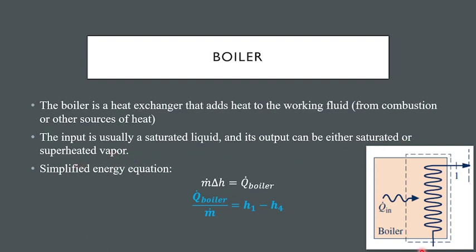If we perform an energy balance in the boiler, we will have the heat added to the boiler is equal to mass flow rate times delta H. Delta H is equal to H1 minus H4. H1 is the output of the boiler and the input of the turbine.